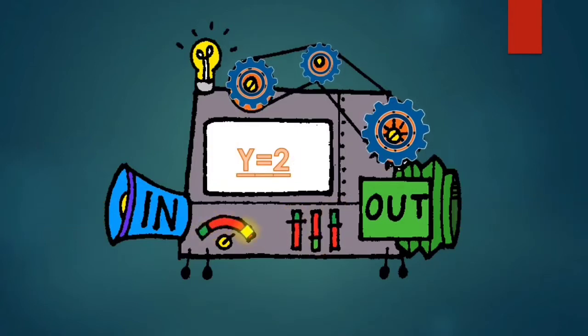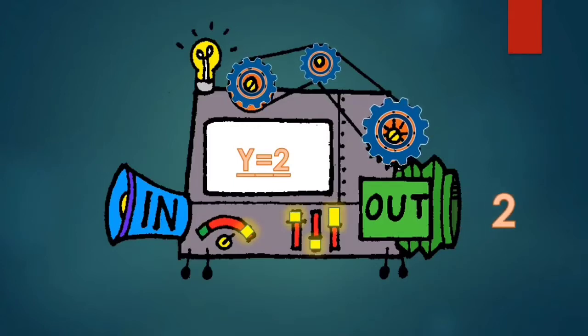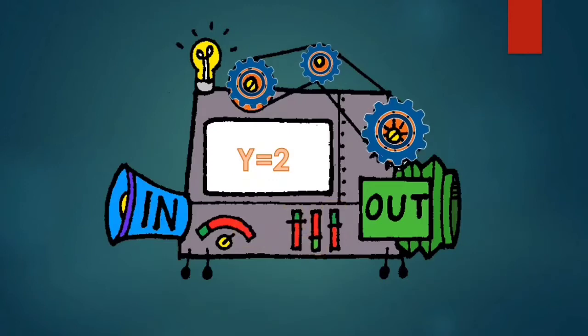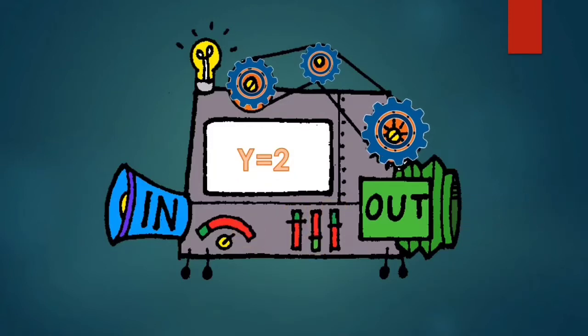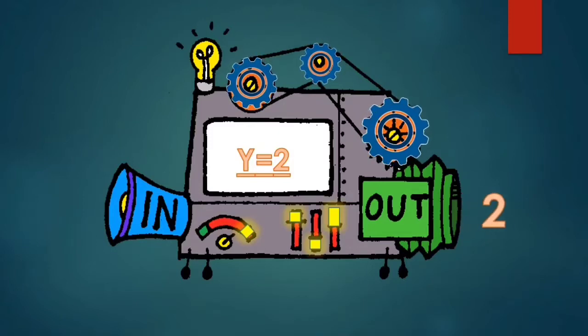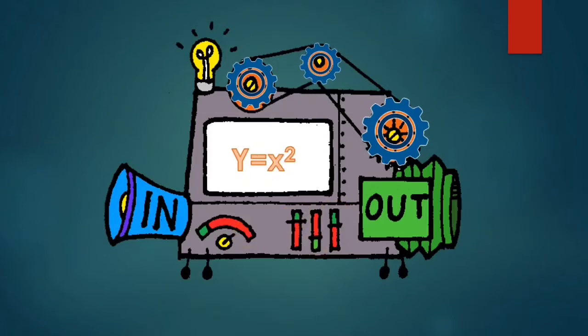How about 3? 2. How about 7? It's still 2. How about -4? It's still 2. -2? It's 4.